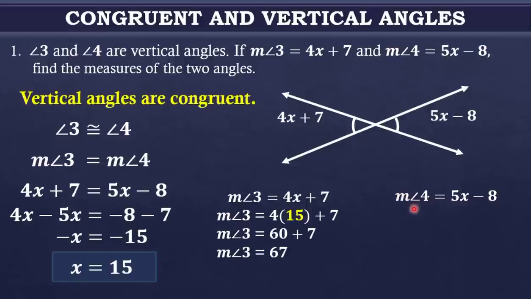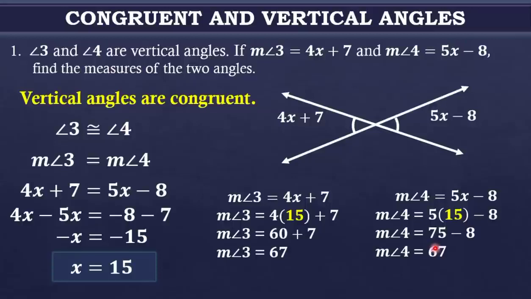Okay? And then this one, the measure of angle 4 is 5x minus 8. So, substitute lang din natin yung nakuha nating value ni x. So, that is 15. May value si x. Okay. So, that is 15. So, 5 times 15, that is, okay, 75. So, 75 minus 8, that is, the measure of angle 4 is equal to 67. So, therefore, this is 67 degrees and this is also 67 degrees.